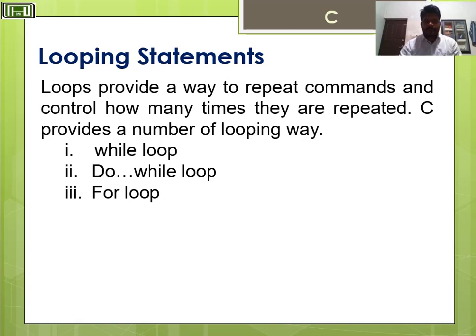I already told you looping statements are the way to repeat commands and control how many times they are repeated. So C provides the following number of loops. First one, while loop, second, do while loop, and third, for loop. These are the looping statements in C.